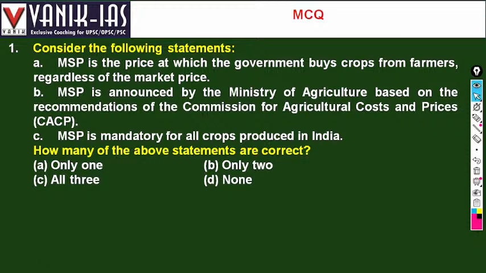MSP, minimum support price, is the practice in which the government buys crops from farmers regardless of the market price.